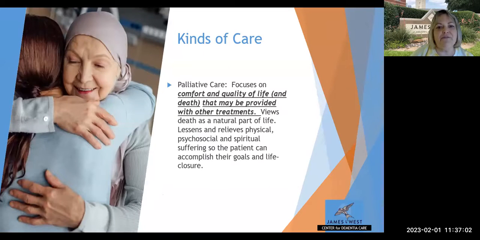Let's look at the next type of care. This is palliative care. Many times whenever we choose a hospice, it will say that it is a palliative and hospice care. So let's look at what exactly palliative care is. Palliative care is going to focus on comfort and the quality of life and the quality of death. And you can still be receiving treatments while you're on palliative care.